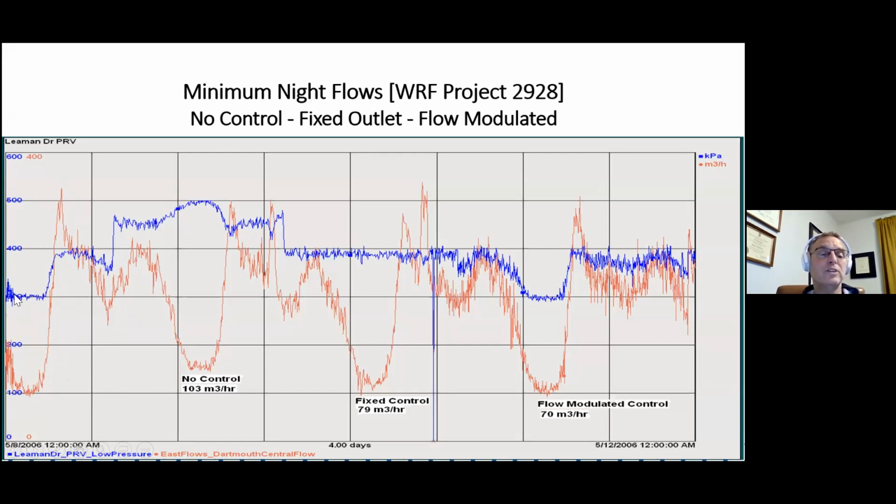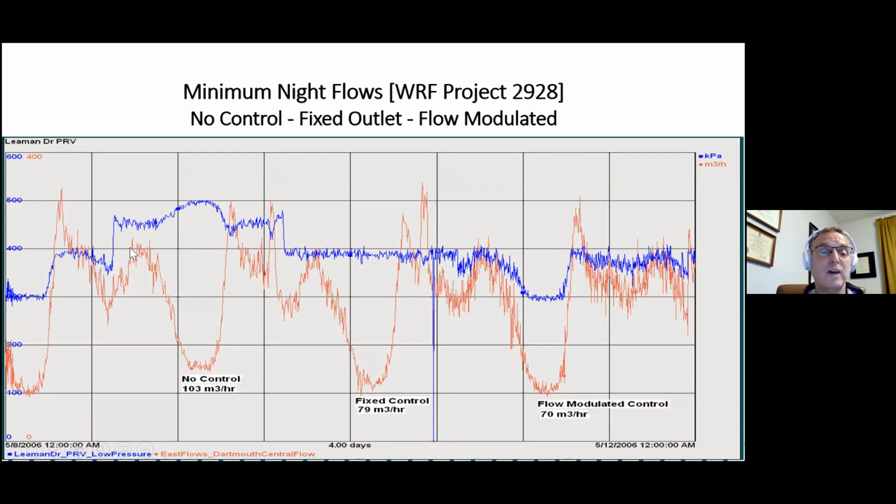So here, we're starting off with advanced flow modulated control, but then we decide, okay, just for the sake of science, let's have no control. So let's open up the valves at Lehman and Micmac and just let water flow freely into the system from the adjacent zone. So we've totally changed the hydraulic grade line feeding this zone. And you can see how much, and you'll see what happens when you do that.